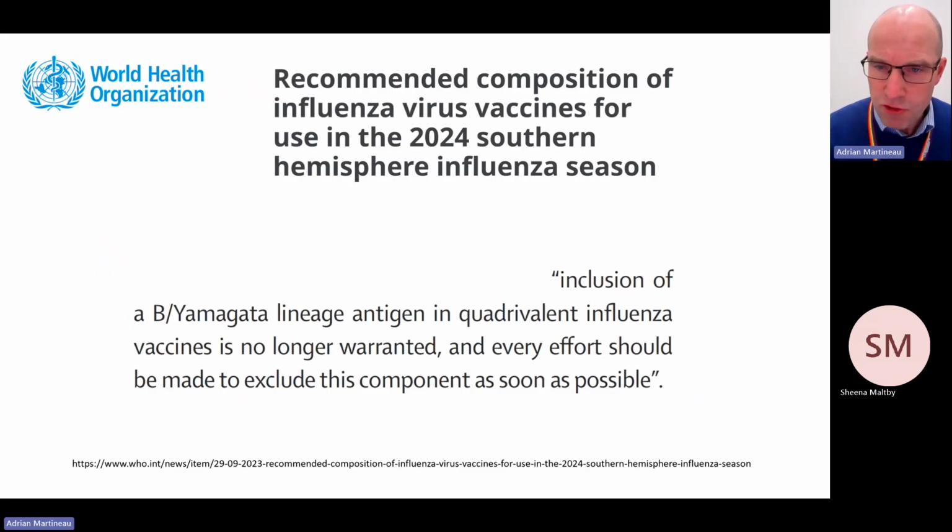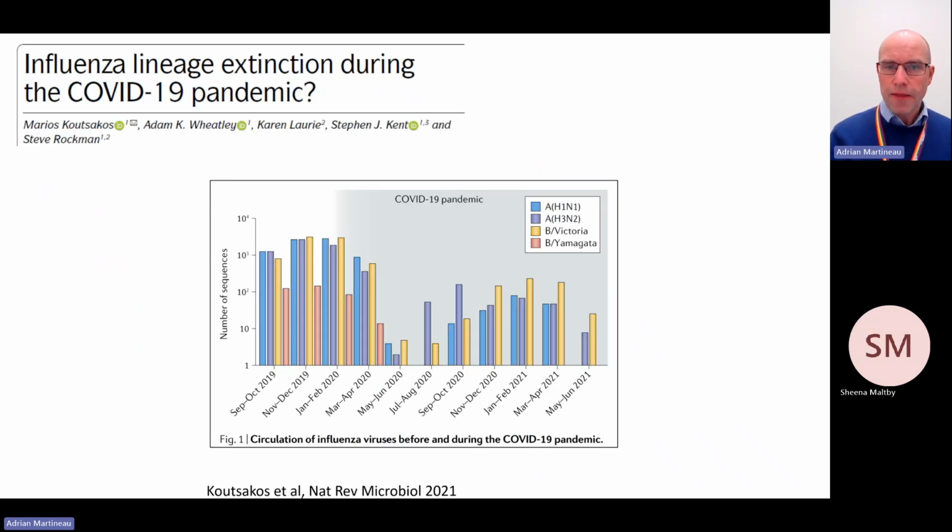Now, what's interesting and a first is that the World Health Organization, in its latest guidance for the flu season in the southern hemisphere, which covers the autumn and winter of 2024 over there, which corresponds to a northern hemisphere spring and summer, they are recommending that the B Yamagata antigen in the quadrivalent vaccine is no longer warranted, and every effort should be made to exclude this component as soon as possible.